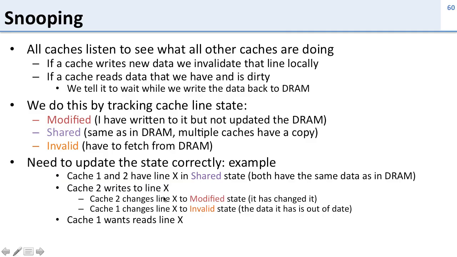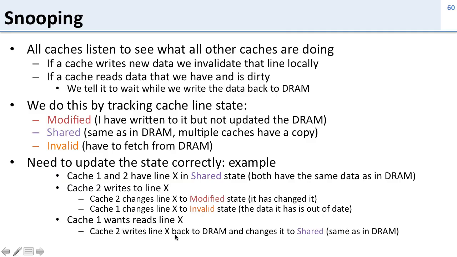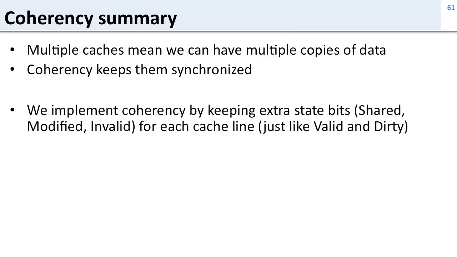Now if cache 1 wants to read the line in, cache 2 sees the read by snooping, writes the data back to DRAM, and changes it to shared because it's now the same as DRAM, and then cache 1 can read in the line and mark it as shared because it's the same as the DRAM. So to do this coherency right, you have to keep track of these states and when you change them, and this is tricky.